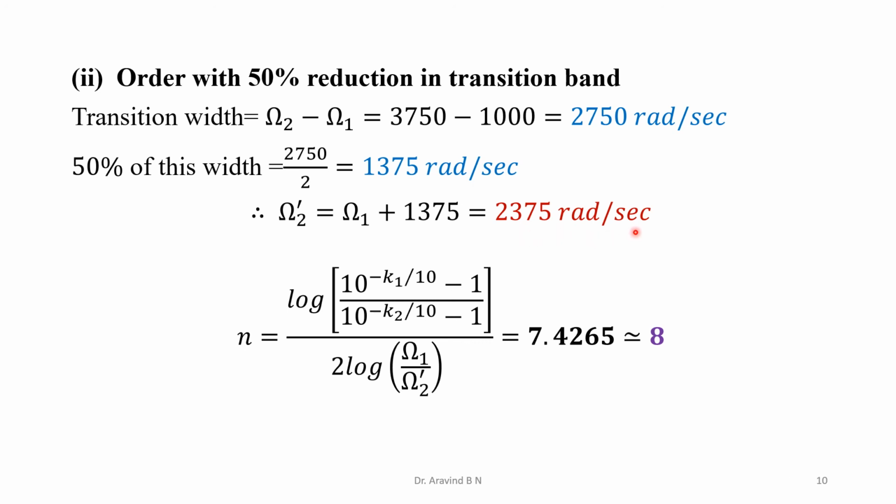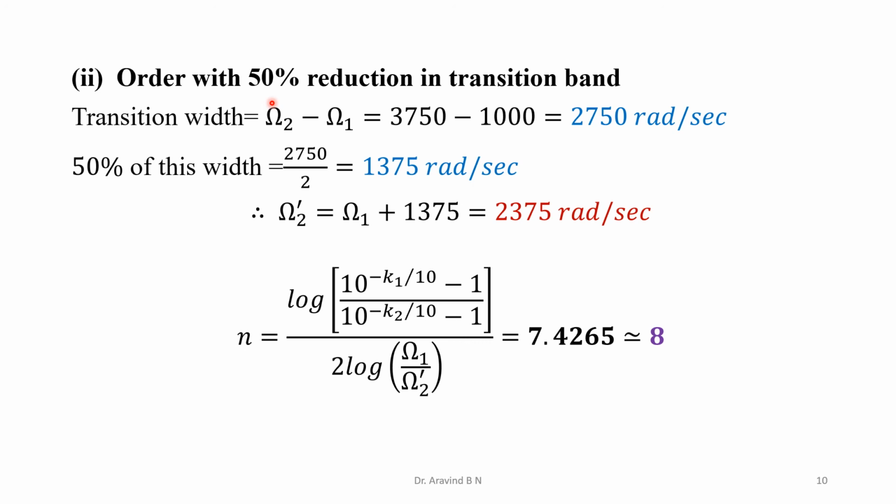Now calculate the order of the filter. Omega 1 is known, omega 2 dash we are going to make use of and calculate the order. So n is equal to the formula. Now we have substituted all the values. The substitution step is not shown. You need to show that step. After calculation, we get 7.4265. Always round it off to the next integer value, that is equal to 8. Therefore, the new order n will be equal to 8. That means if the order becomes 8, the transition band will get reduced by 50% with respect to sub question 1.